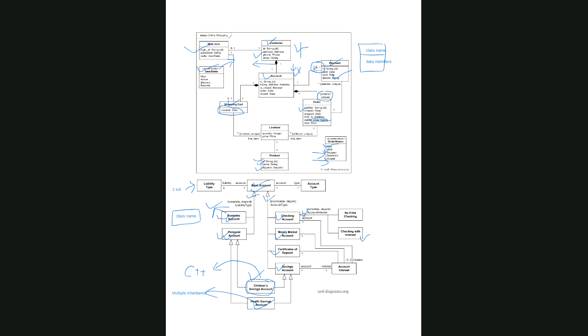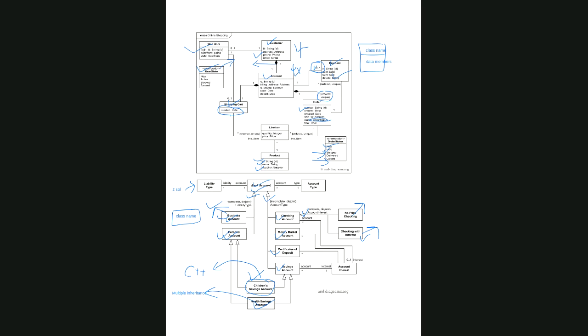Checking accounts are of two types again: no-frills checking and checking with interest. Some banks like Samba give you checking with interest, while Al Rajhi Bank and others offer it with no interest. So you have different categories here. Then the checking account is also associated with account interest.